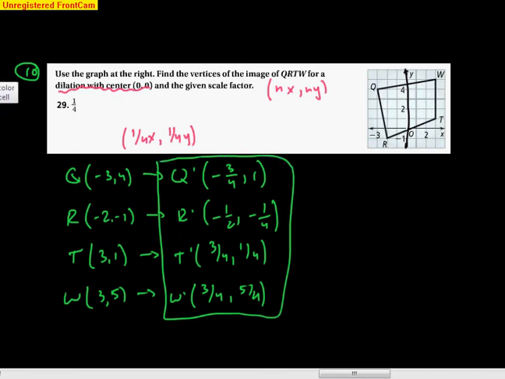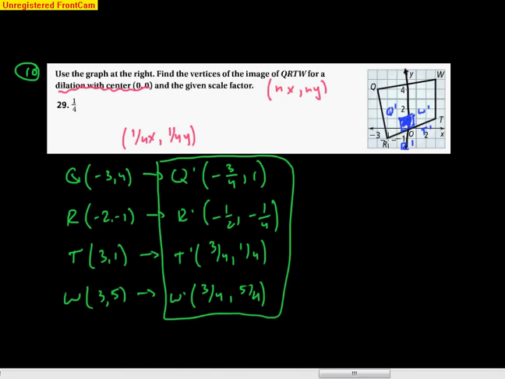So now we're going to graph that, and I'll do it here in blue. So Q prime is at -3/4, 1. R prime is at negative a half, negative a fourth. There's R prime. T prime is at 3/4, 1/4. And W prime is at 3/4, 5/4. That's 1 1/4. And here is the new figure.